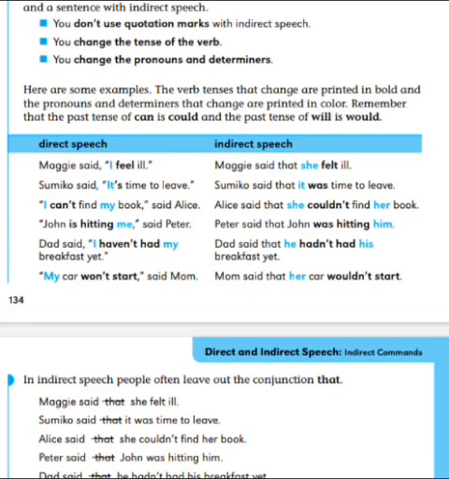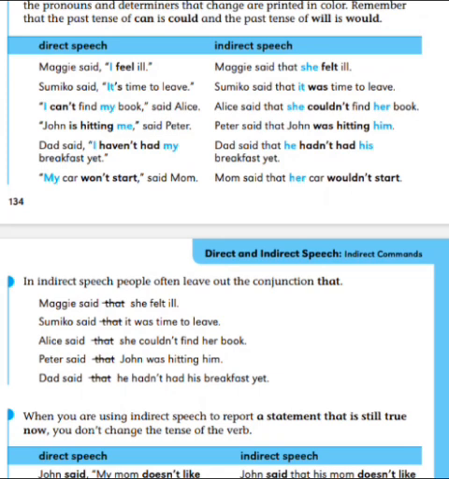Here are some examples. The verb tenses that change are printed in bold and the pronouns and determiners that change are printed in color. Remember that the past tense of can is could and the past tense of will is would. Maggie said, "I feel ill." That was direct speech, and its indirect speech is: Maggie said that she felt ill. We change feel into felt.